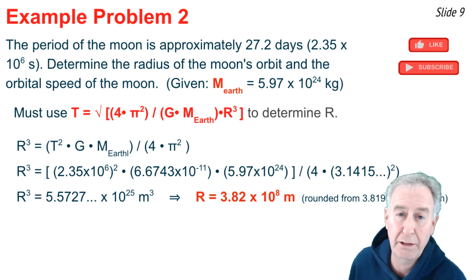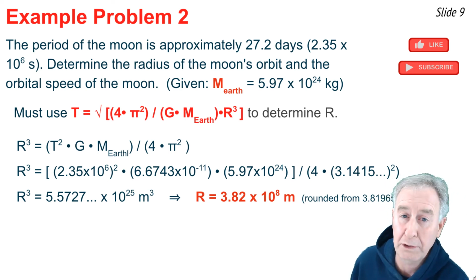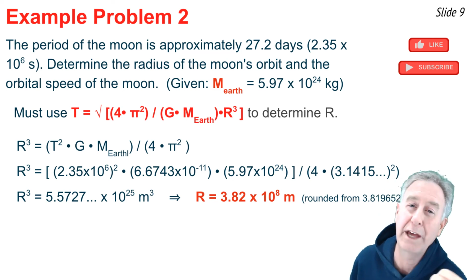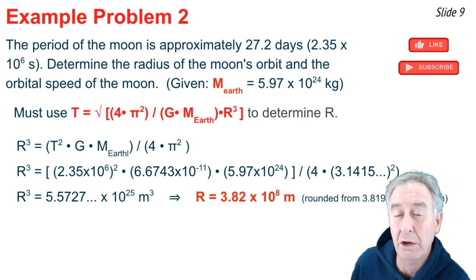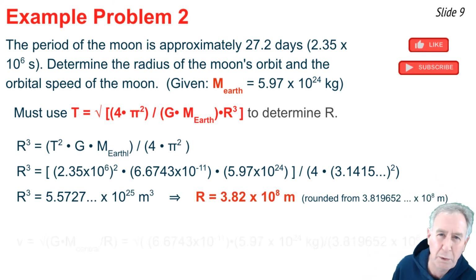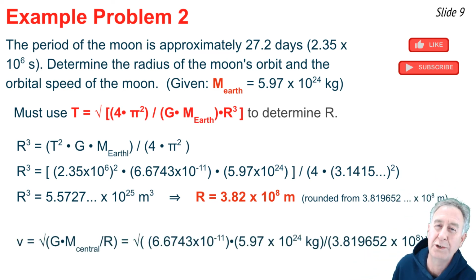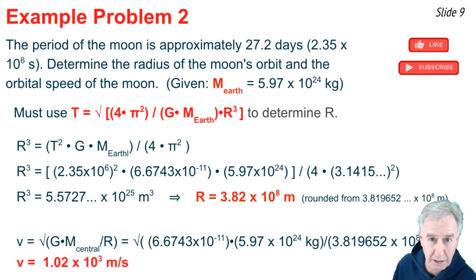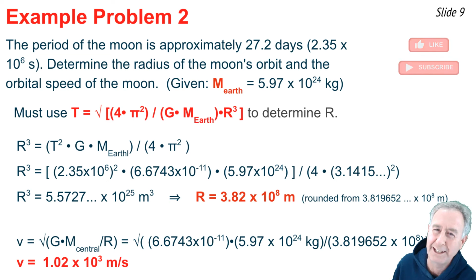Now, in the second part of the problem, I have to calculate the orbital speed, and there's a couple of ways to do that. The easiest one would probably be v equals 2 pi r divided by t, but that would be way too easy, so instead I've chosen to use the equation v equals the square root of G times the mass of the Earth divided by the orbital radius. When I substitute in my values to calculate the orbital speed, my calculator tells me that it's 1,020 meters per second.